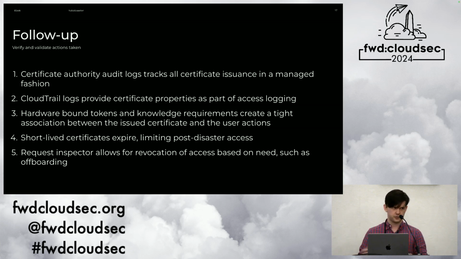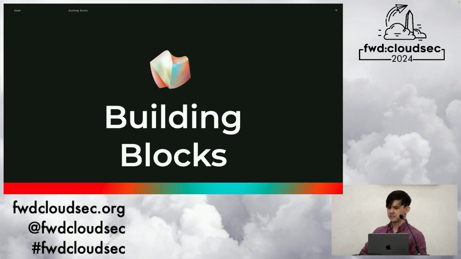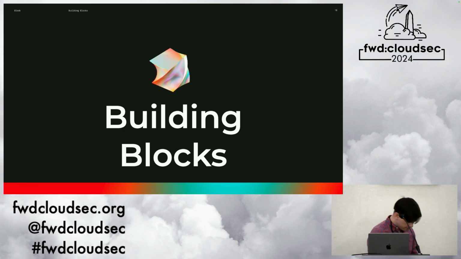These short-lived certificates expire, and that will limit any post-disaster access. You don't have to rotate roots, passwords, or do any new access key creation. And then our request inspector allows for revocation of access based on needs, such as if a user has been offboarded or any other sort of instance where a user would no longer need access to this platform. And that leads us to our building blocks, which Greg will present.